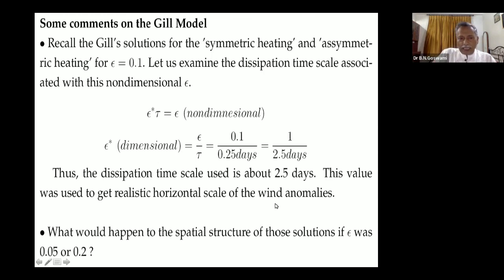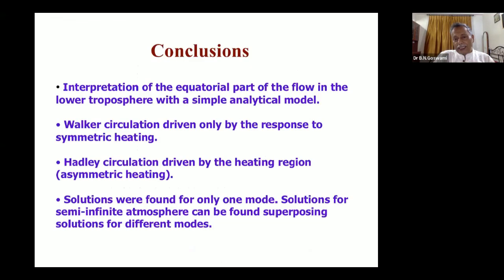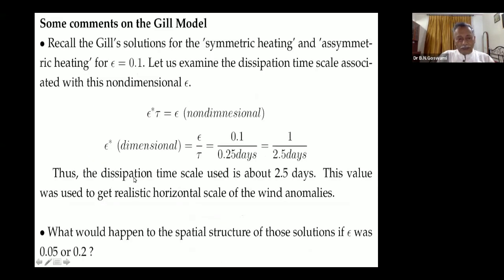Before that, let me talk about one thing. The large-scale structure of the wind very much depends on what kind of dissipation you use, because the dissipation rate matters. If the dissipation rate is high, the response will be restricted to a smaller region. If the dissipation rate is low, the whole response will be over a larger, broader region. So dissipation rate is important. That is where this question comes in.